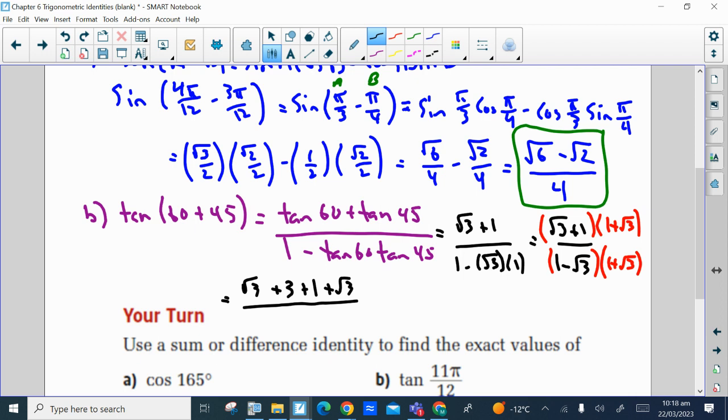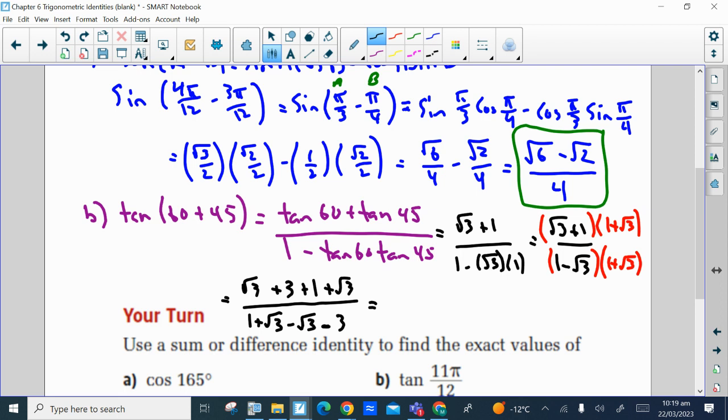On the bottom, again, we'll FOIL those out. The front terms multiplied together, 1 times 1 is 1. The outer products are positive root 3, but the inner products will give you negative root 3. They cancel. This is why we multiply by the conjugate. Those outer and inner products will always cancel. And the last terms, a negative times a positive is a negative. Root 3 times root 3 is root 9, which is 3.